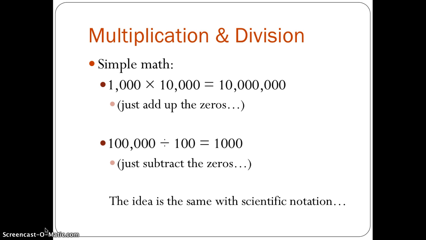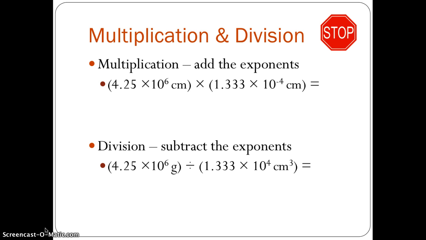Okay, so let's just look at some simple math. If I asked you to multiply 1,000 by 10,000, some of you would be a little bit stumped. But you would probably recall that really all you have to do is add up those zeros. Likewise, if you were dividing, let's say 100,000 by 100, now some of you might run to a calculator, but all you have to do is take the number of zeros in the first number and subtract the number of zeros in the second number, and what you get as a difference is going to be your answer. So this is kind of like the same idea in scientific notation.